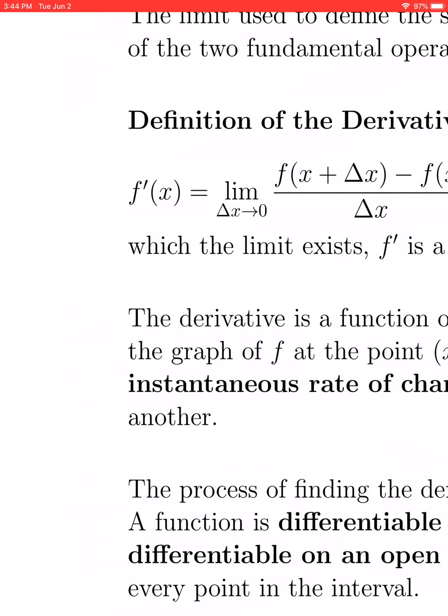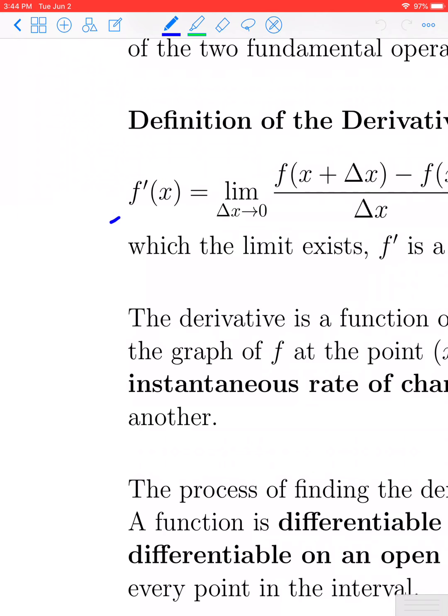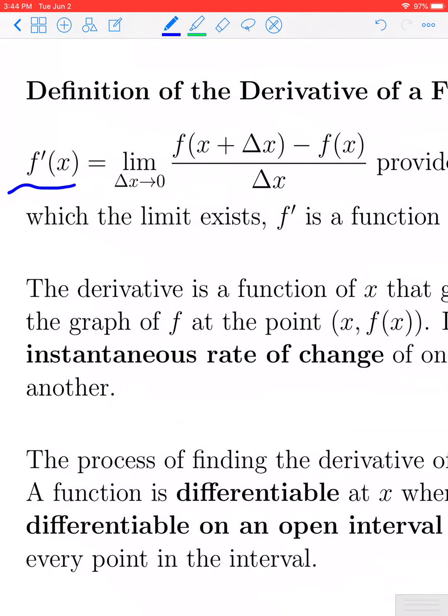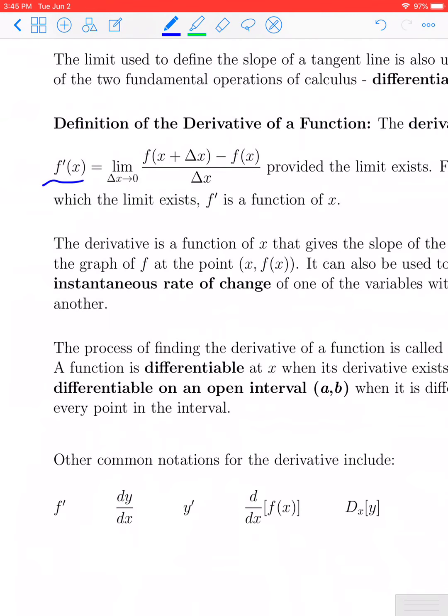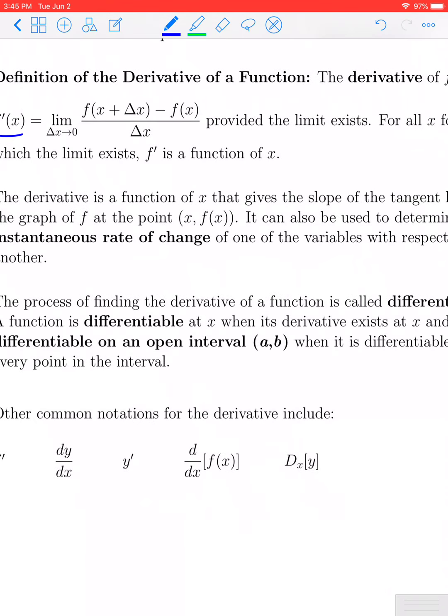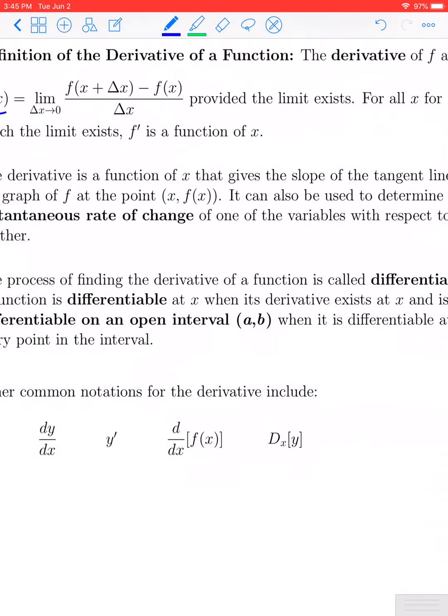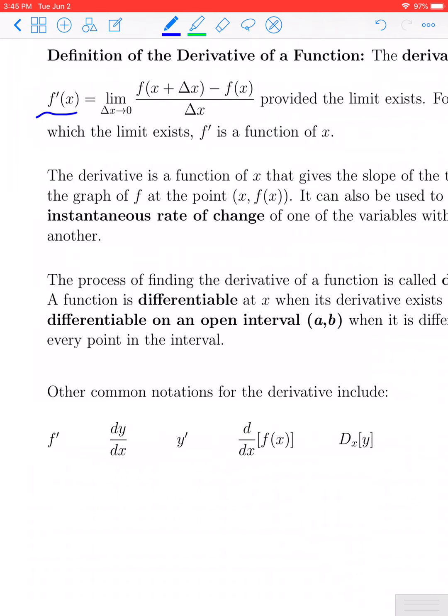The notation we're going to use is f prime. This is read the derivative of f, or f prime of x, and it's the limit as delta x approaches 0 of f of x plus delta x minus f of x, all divided by delta x, when this limit exists. The derivative is a function of x that gives the slope of the tangent line to the graph of f at the point x comma f of x.